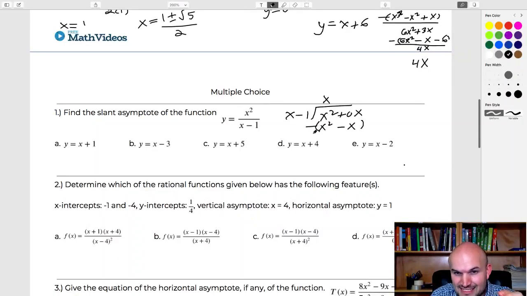0 minus a negative x, so that's a double negative, so that's just going to give me x. X goes into x one time. I know if I do this again, I'm going to get a remainder of 0, so I'm just going to look for y is equal to x plus 1, which is right there.